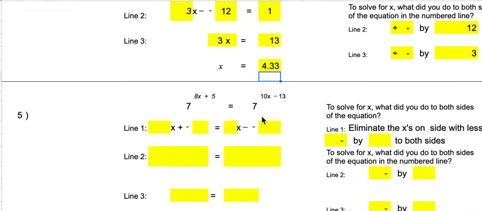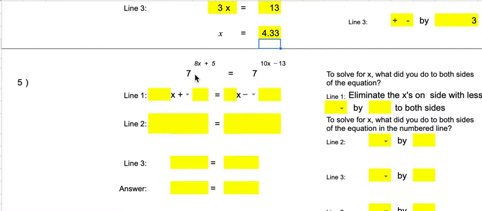Okay, last one. Ooh, this is a nice one because look, I've got a common base here, 7 and 7, so I don't have to worry about getting a common base. I just have two equations, 8x plus 5, 10x minus 13. So I just write that in, 8x plus 5, 10x minus 13. Now, I have variables on both sides, x's on both sides. I always eliminate the side with the least numbers of x's. This has got 8x, this has got 10x.